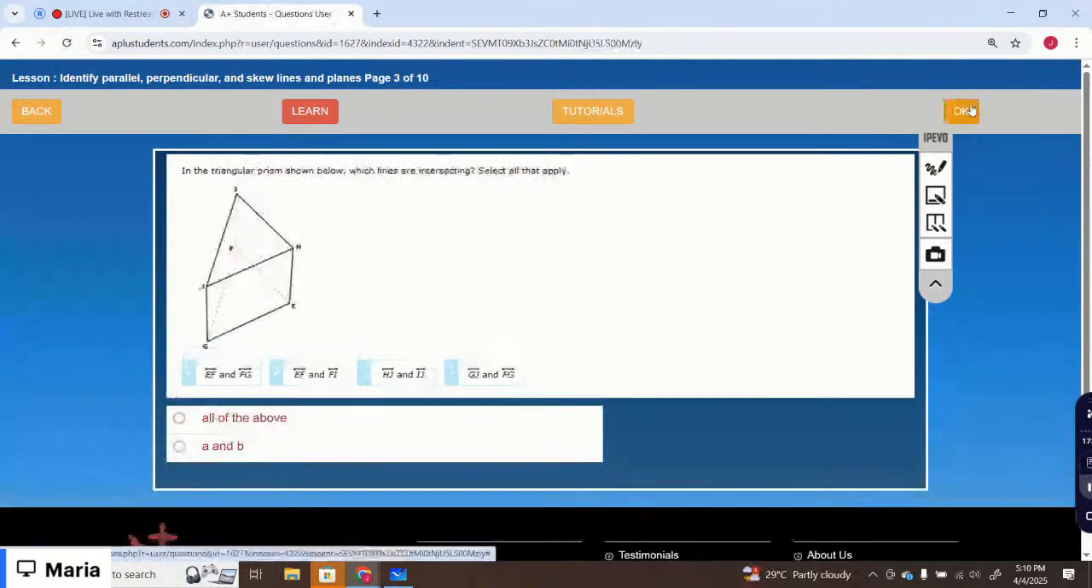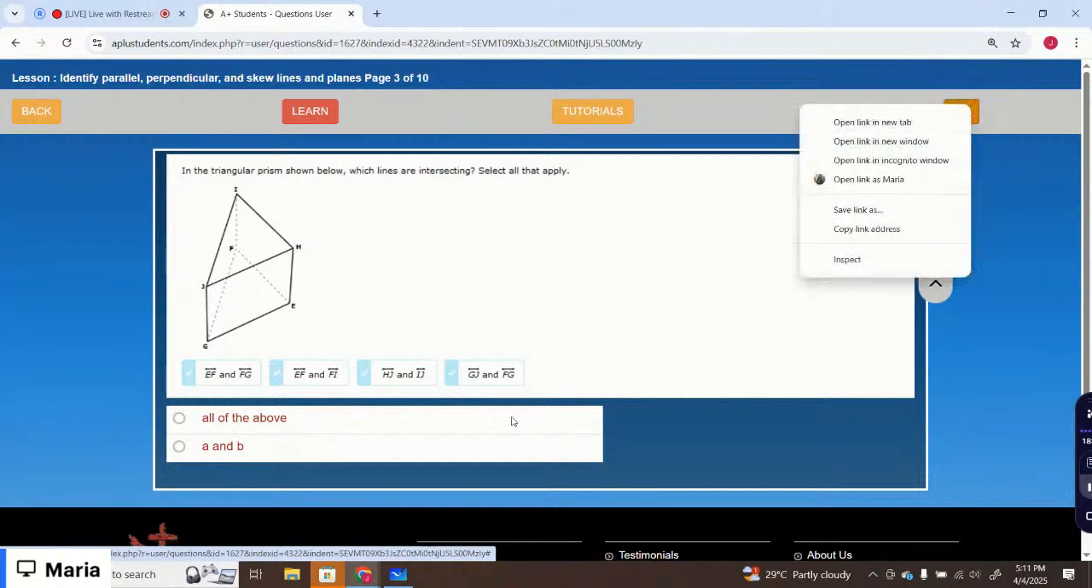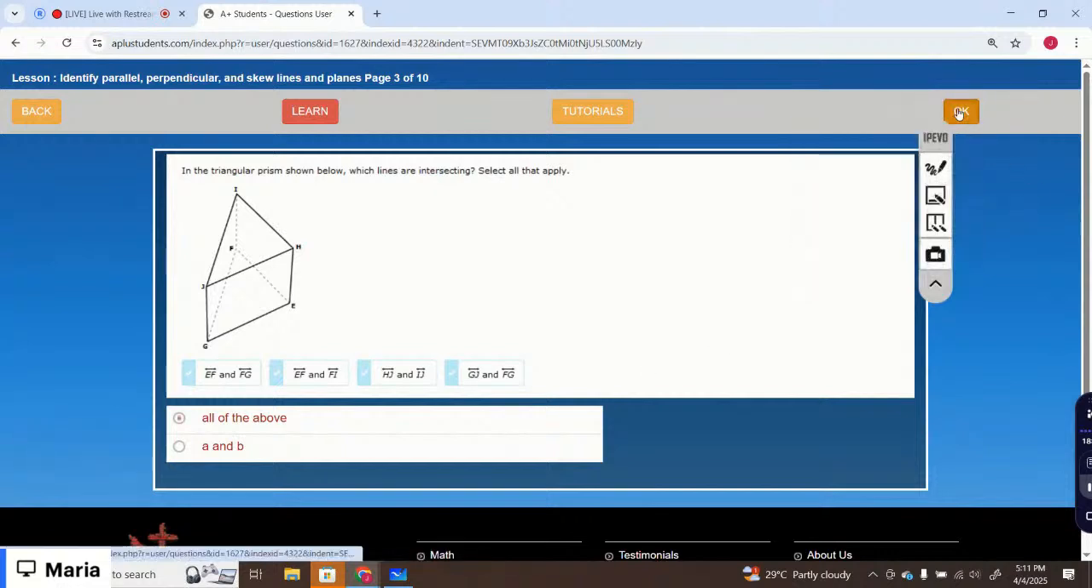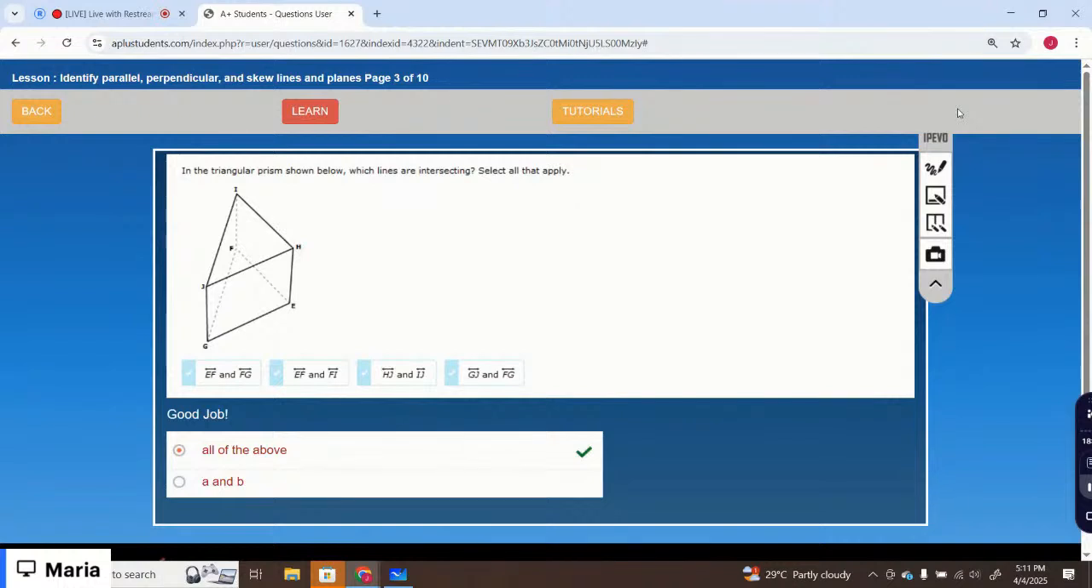In the rectangular prism shown below, which lines are intersecting? EF and FG. EF and FG are the intersecting lines. Okay, EF and FI. EF and FI are intersecting lines. HJ and IJ are also intersecting, so all of the above are the intersecting lines. Option number 1 is the correct option. They all are the intersecting lines.